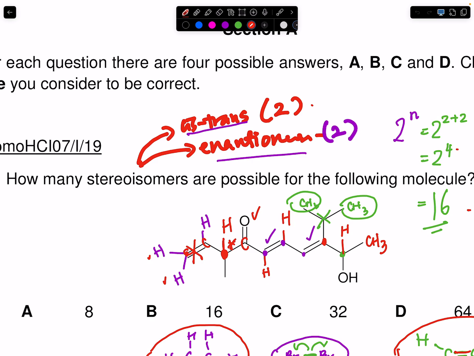Obviously we have to. You just need to be able to identify, and point out, that this one is also a form of cis-trans isomerism as well.